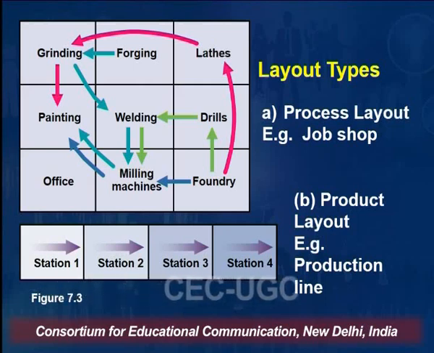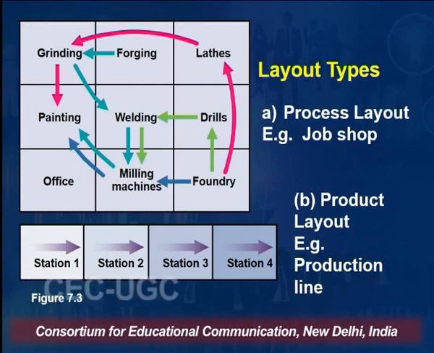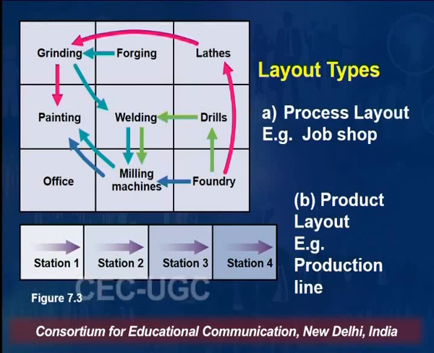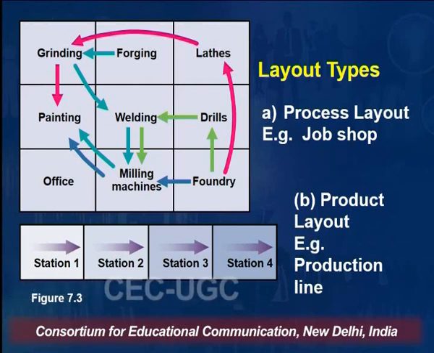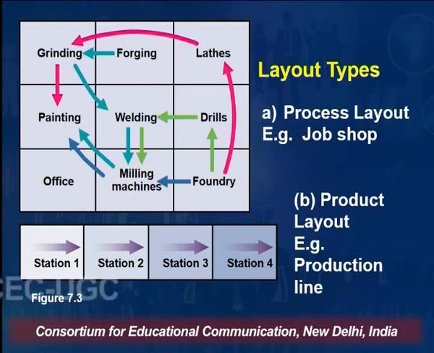So here we are comparing the product and process layout. The top diagram is an example of process layout, for example, a job shop. There is a grinding department, forging department, lathe department, drilling department, welding department, painting department, milling machines, foundry. For example, there could be a material with blue lines starting from foundry going to milling machines, and there could be another material which starts from foundry in a red line going to lathe and going to grinding. So different paths, different routes.